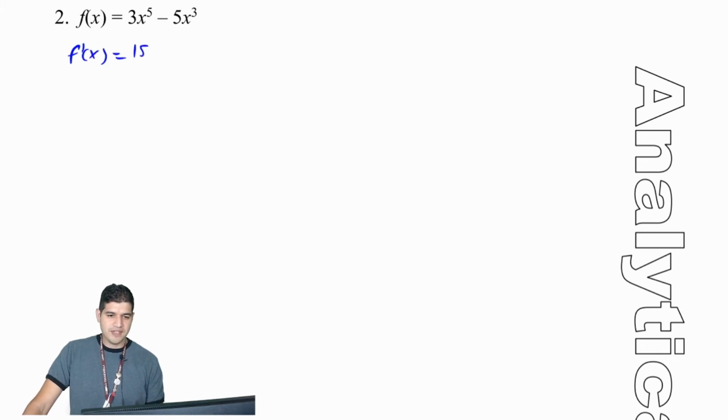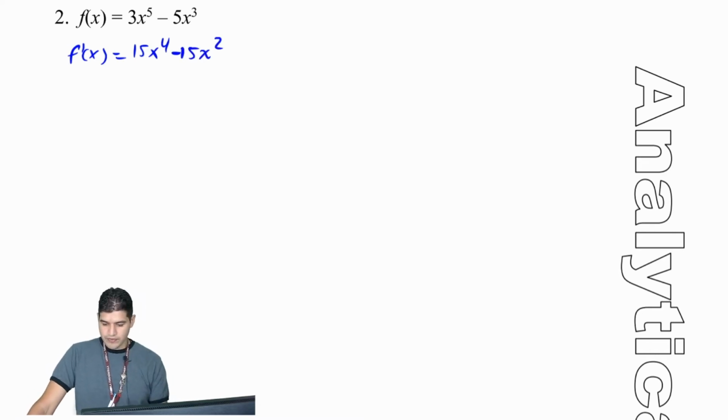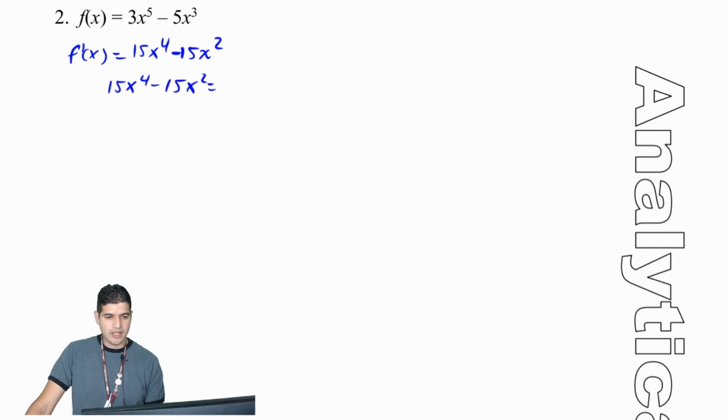And that's going to get me 15x to the 4th minus 15x squared. And so what I notice here is that I can set this equal to 0. So 15x to the fourth minus 15x squared equals 0. And then what I see is that I can factor here. So I can factor out a 15x squared, and I'll have x squared minus 1 left over equals 0.